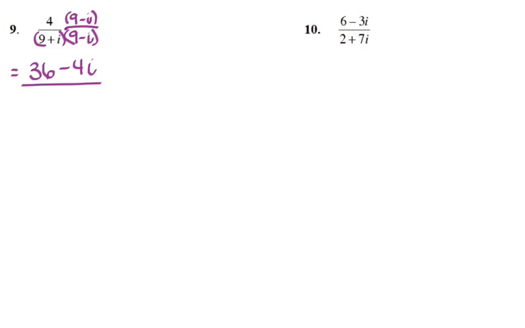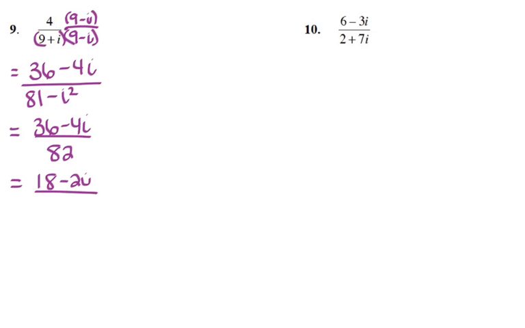We talked about conjugate pairs and how the middle terms cancel out. So that leaves me with 81 minus i squared. Don't forget that i squared is negative 1. So I have 81 minus negative 1, which is actually 82. So I have 36 minus 4i over 82. All three of those are divisible by 2, so don't forget to reduce. So that leaves me with 18 minus 2i over 41.